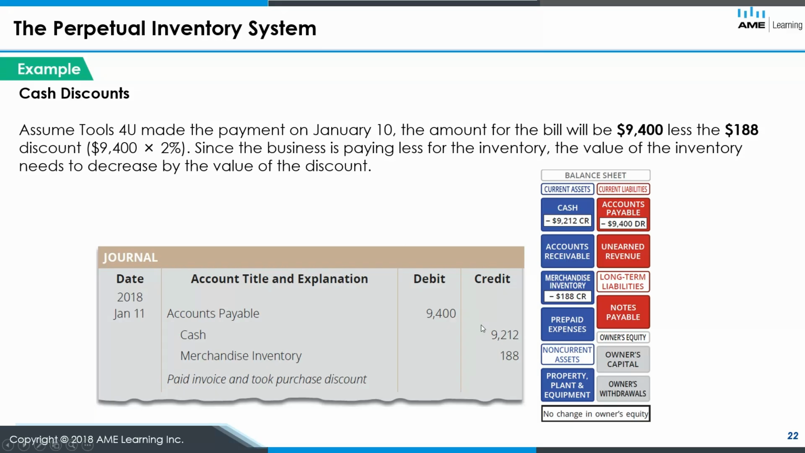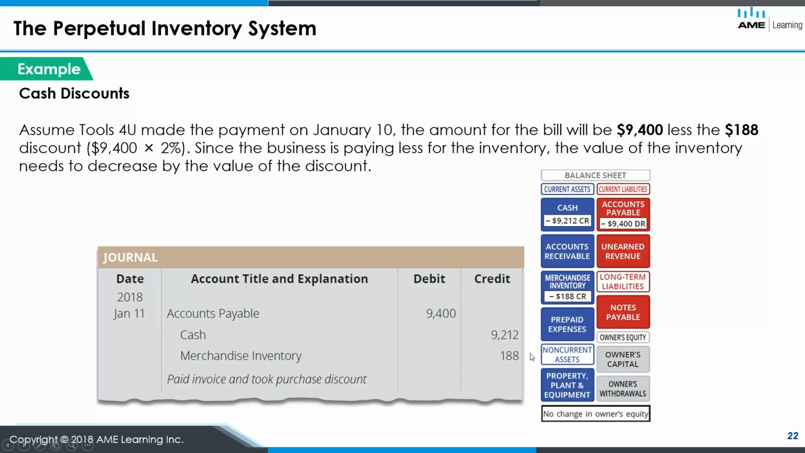But in this instance, since we're paying quickly, the seller says you don't have to pay us the full $9,400. You can pay us $9,212, which is basically 98% of the full value, with the other 2% being down here with a credit. And this is just a representation to show that we've paid less, right? And the account that we credit is merchandise inventory.